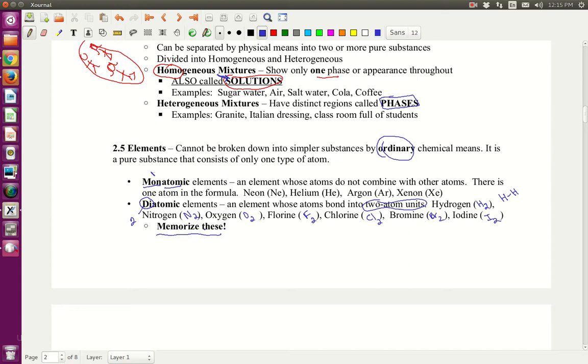Now, what I always say in class, and we'll do this a ton, is we go hydrogen, nitrogen, oxygen, fluorine, chlorine, bromine, iodine. So you'd be able to write hydrogen, nitrogen, oxygen, fluorine, chlorine, bromine, iodine. And you have to memorize the diatomic elements. It's going to be important for all kinds of things throughout the year.